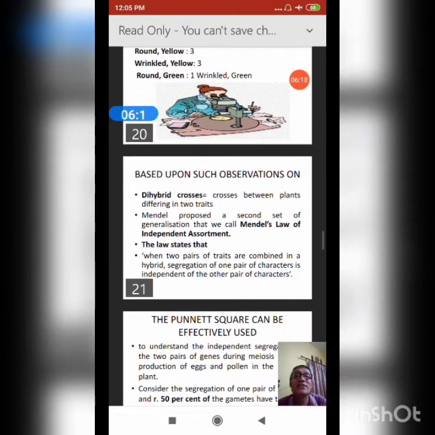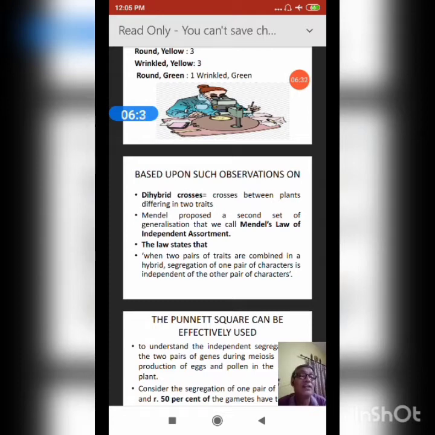So based upon such observation, what is the output? The dihybrid cross concept came into being: the crosses between plants differing in two traits. This is the definition. And Mendel proposed a second set of generalizations that he called Mendel's law of independent assortment. What does the law state? The law states that when two pairs of traits are combined in a hybrid, segregation of one pair of characters is independent of the other pair of characters.